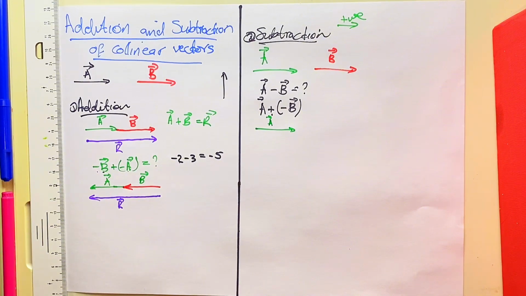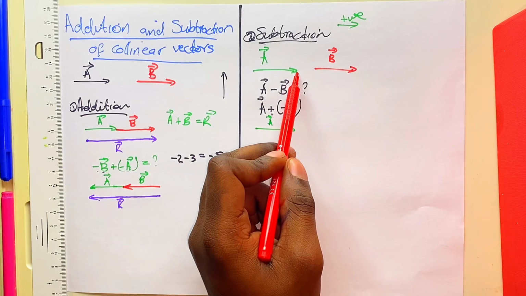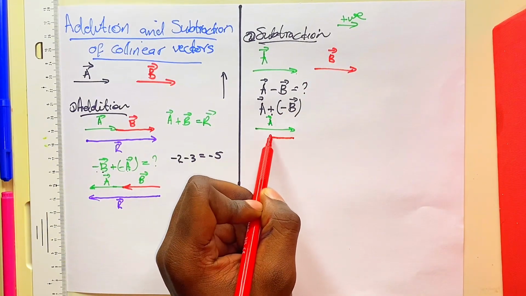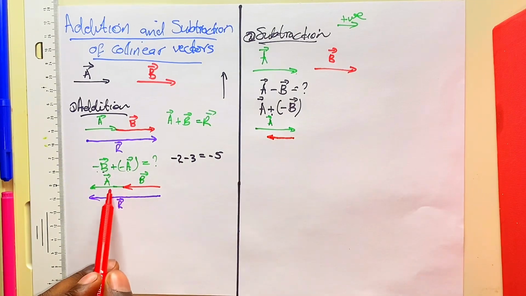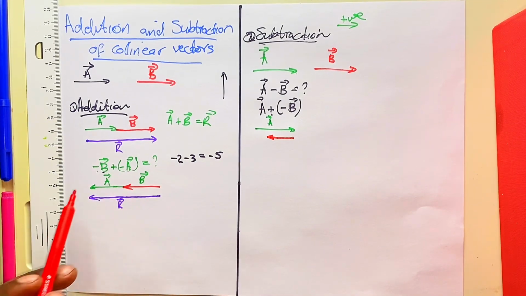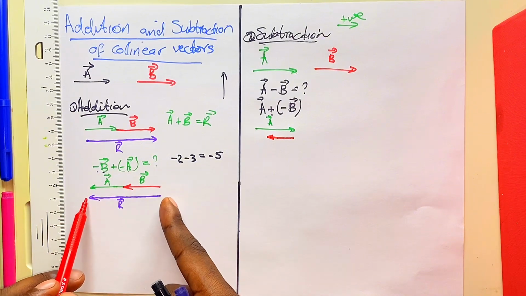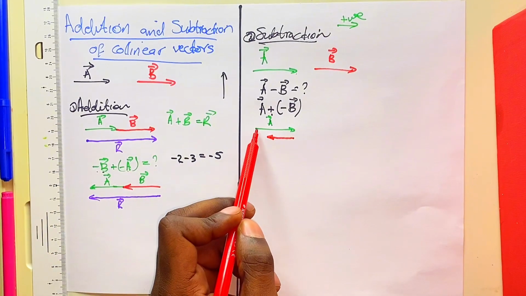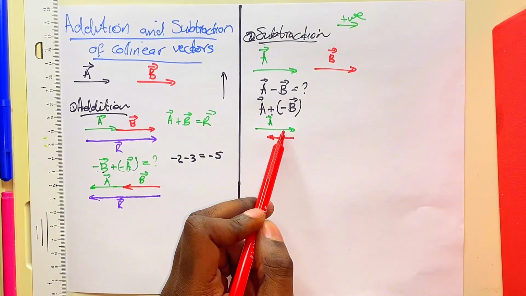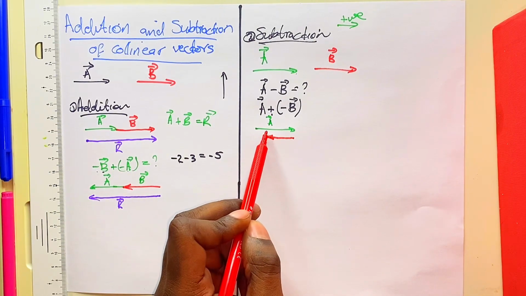Our B, however, will change direction. Instead of going to the right, it will now go to the left. You see here, I joined them right next to each other so that they can show me how long my resultant is. But if they are acting in opposite directions, my B will now act, I will put it under so that I can see the difference.